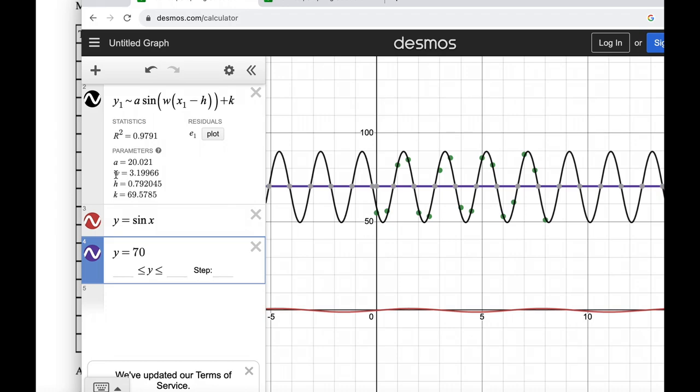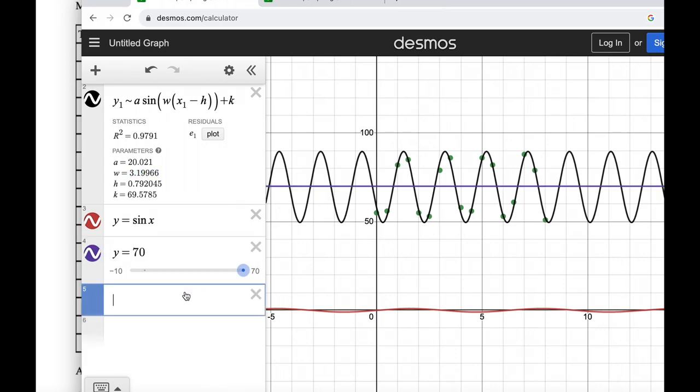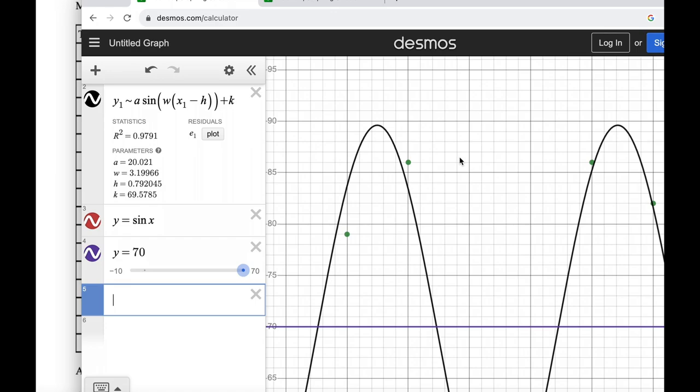If we look at the omega here, that's the angular frequency. It's around 3.2. The units of that are radians per second. And we can calculate the frequency and the period from the omega if we want. But let's just go off the graph and see what the period is according to the graph.